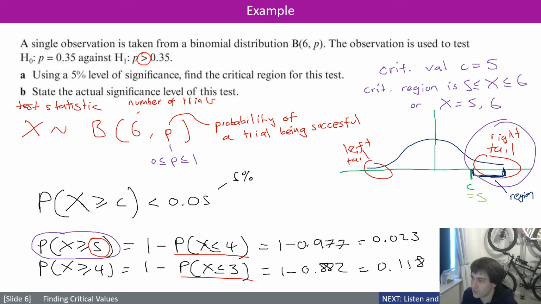Okay, and the answer is 0.023. That's the answer, because that corresponds to the probability of this, which is greater than or equal to the critical value. Okay, so that's our answer, 0.023.